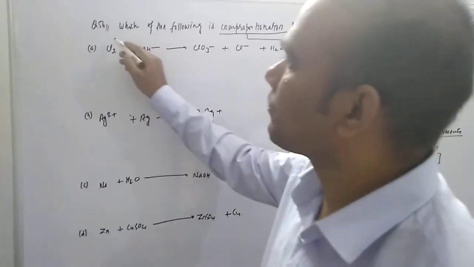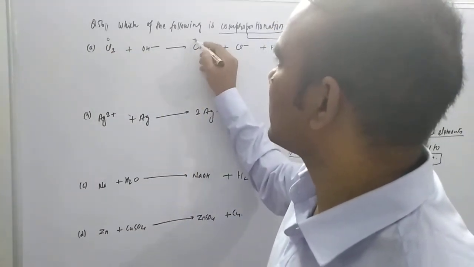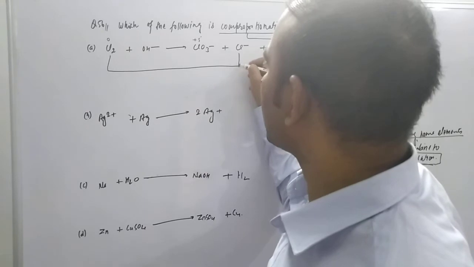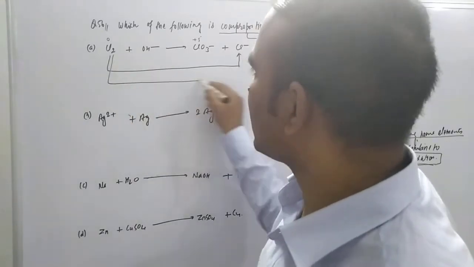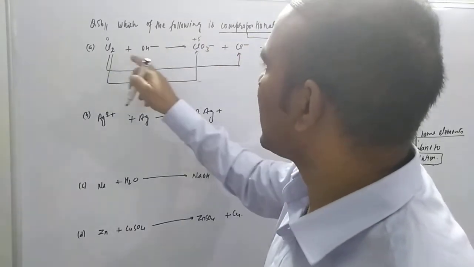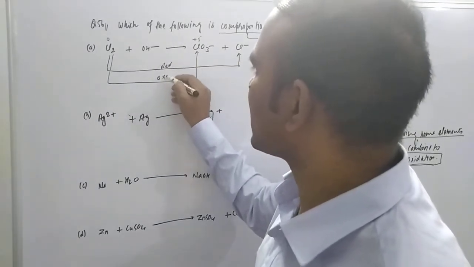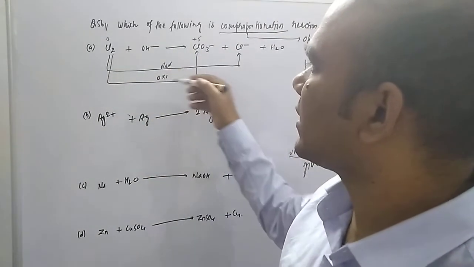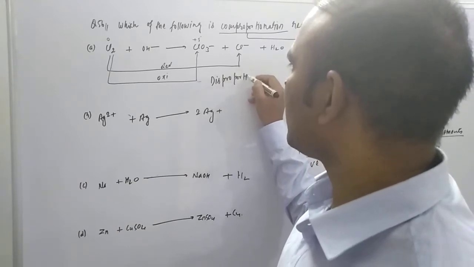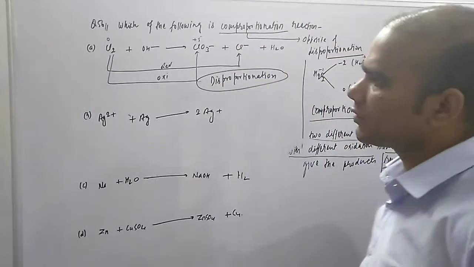What you will find: here is zero oxidation number in the free state, here is +5, and here is -1. So the same element is going into different oxidation numbers. That is a disproportionation reaction. See, 0 to +5 is oxidation and 0 to -1 is reduction. So the same element is undergoing oxidation and reduction, that is the disproportionation reaction. So the first one is disproportionation, but they are asking for the comproportionation reaction.